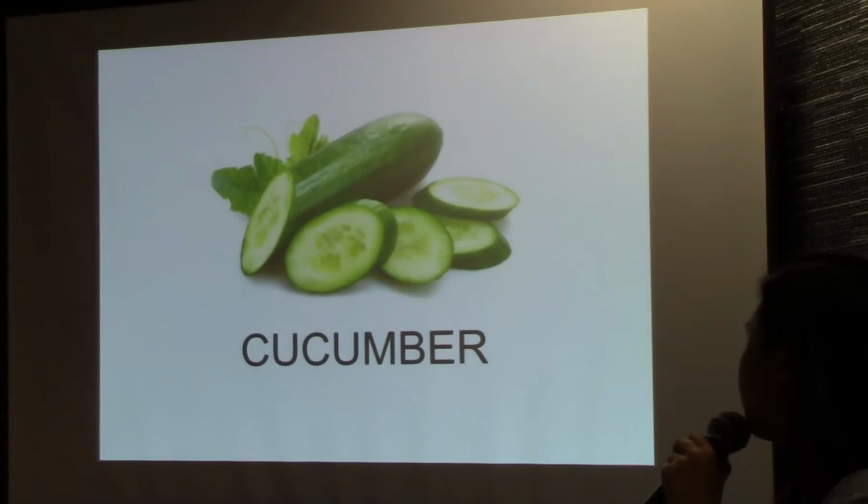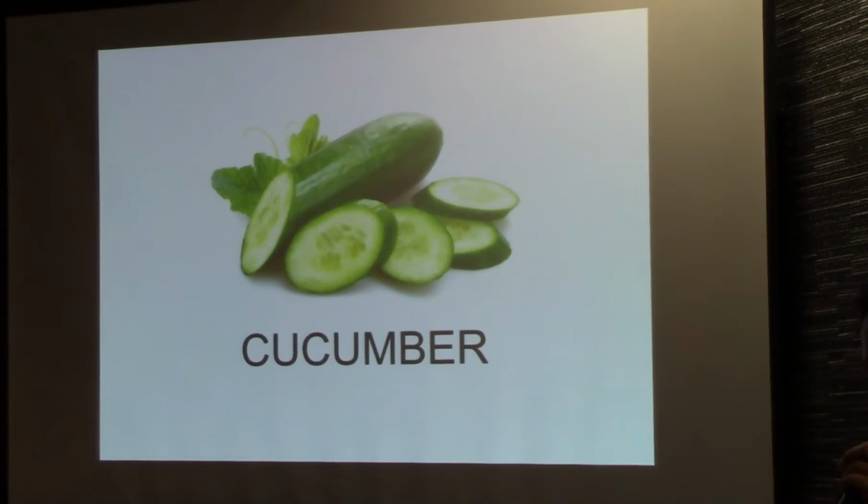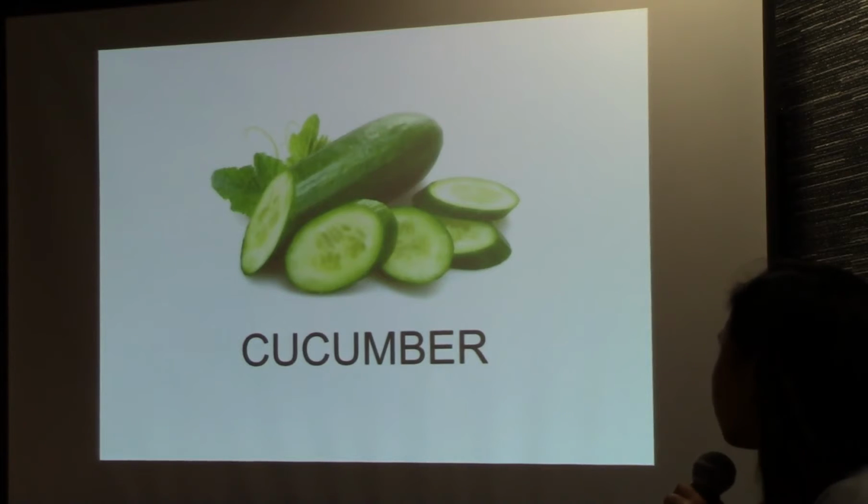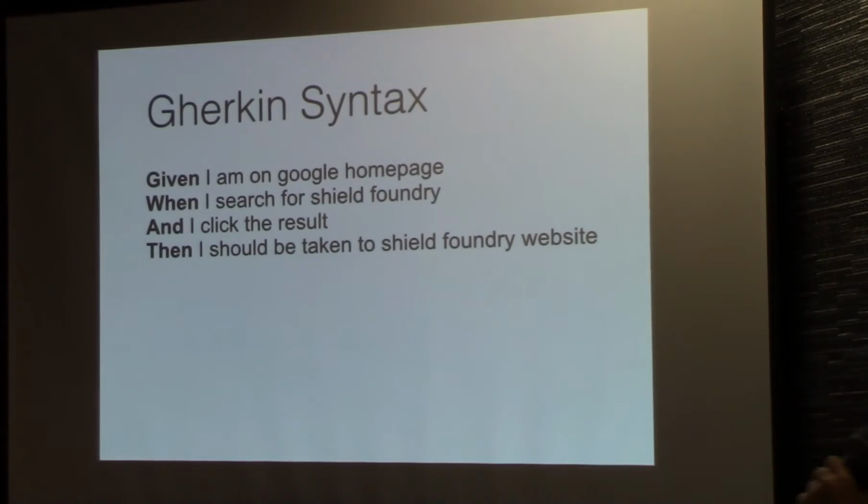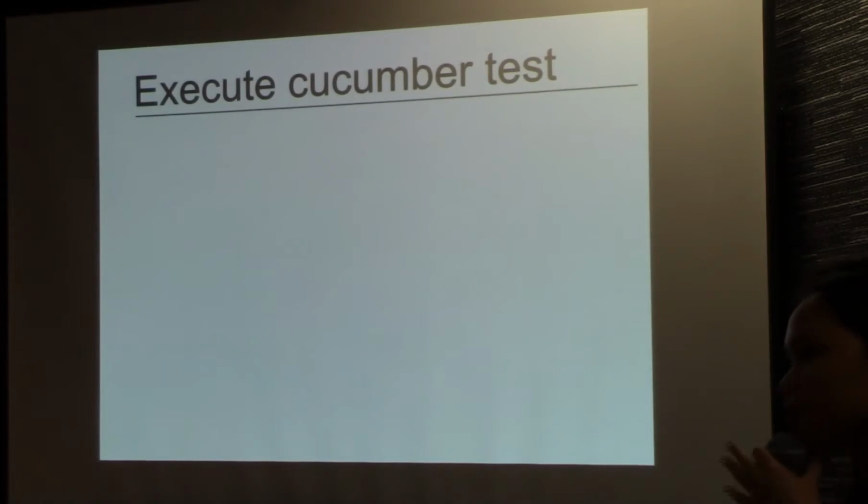And then, we choose Cucumber. So, why Cucumber? Well, Cucumber uses Gherkin syntax. Gherkin syntax means it's a natural language for testing. Let me show you a Gherkin syntax. As you can see, it is very readable and understandable even for those who don't program because it is written in plain English. So, how can we execute a Cucumber test?